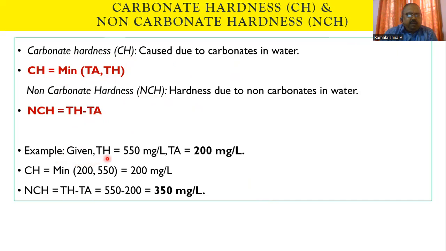For example, total hardness is equal to 550 milligram per liter. Total alkalinity is 200 milligrams per liter. The minimum of these two is 200, that is your carbonate hardness. That is contributing towards carbonates and bicarbonates. And non-carbonate hardness is 550 minus 200. This is 350 milligrams per liter. This is contributing mainly towards the chlorides and sulfates as part of the non-carbonates in the water.